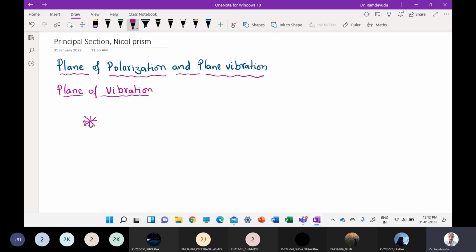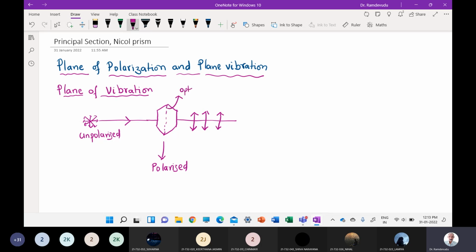For example, I take here unpolarized light in all directions. This unpolarized light is made to fall on a crystal, a cut, or a device which we call a polarizer. The polarizer will have an axis, which we call the polarizer axis. Once light is incident on the polarizer, the light transmitted by it will have vibrations only parallel to the optic axis, so a plane polarized light comes out.